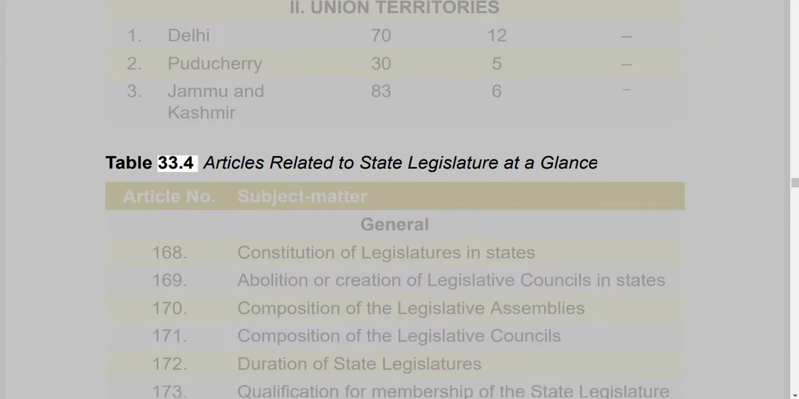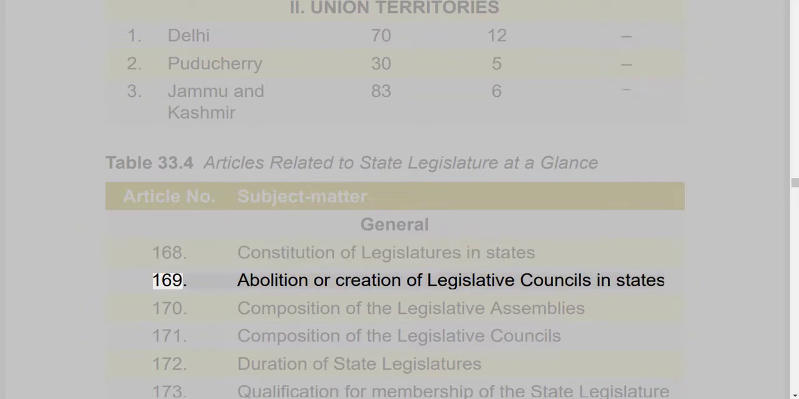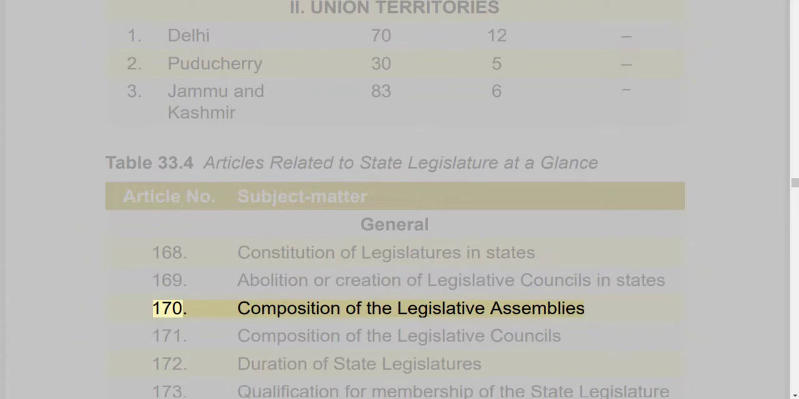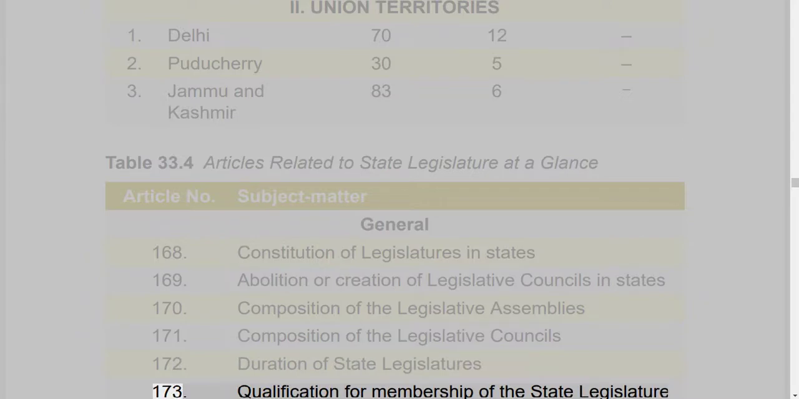Table 33.4 Articles related to State Legislature, at a glance. Article No. Subject Matter General 168. Constitution of Legislatures in States 169. Abolition or creation of legislative councils in States 170. Composition of the Legislative Assemblies 171. Composition of the Legislative Councils 172. Duration of State Legislatures 173.